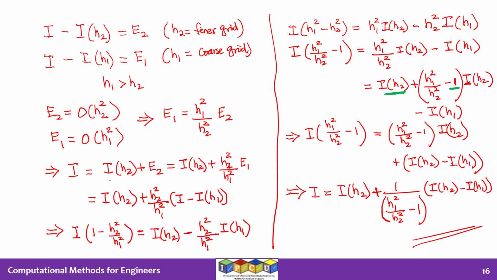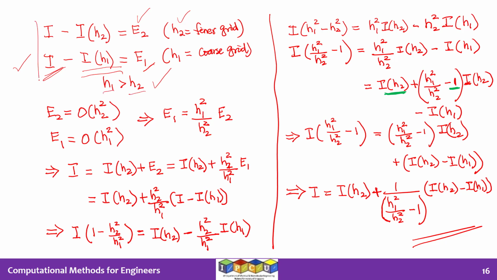As always, I minus IH2, right? I could have called it as I2, but I'm just calling it I minus IH2. That is going to be the error E2. And I'm assuming that H2 is finer grid. So IH2 should be a better estimate of the integral than IH1. The second line here says that the true value of the integral minus the estimate of the integral evaluated using a step size of H1, that is going to be the error 1. Alright, and H1 is greater than H2 because H1 is coarse and H2 is finer grid.